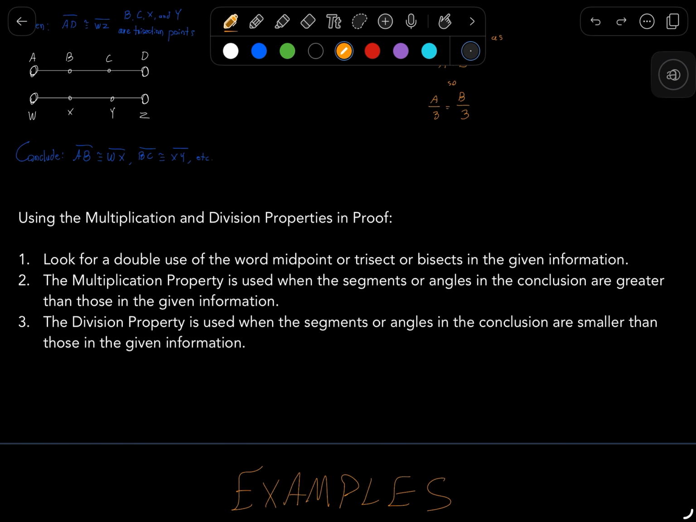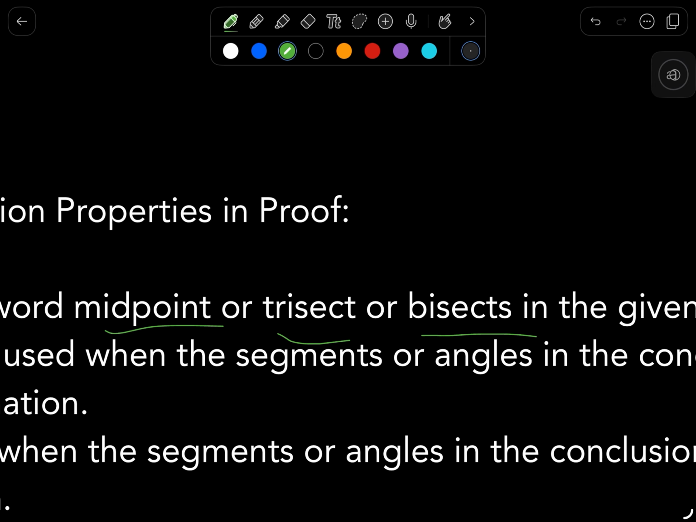A lot of the time you're going to mix up multiplication and division with addition and subtraction. The key difference is, as I mentioned in the last lesson, that you use addition when you have bigger things to prove, and you use subtraction when you have smaller things to prove. That is also really similar to this, but the only difference is that the multiplication and division properties have the word midpoint, trisect, or bisect, right? So again, that's a key thing. This is a really important thing to have in the problem.